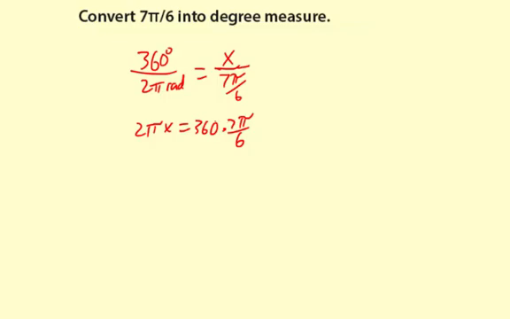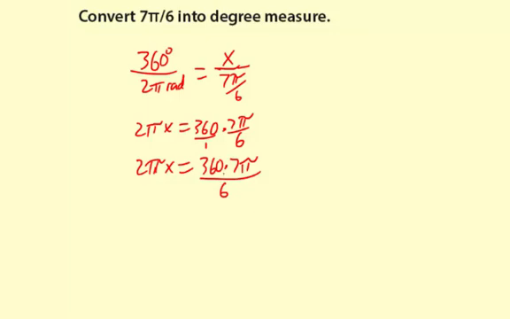So now I want to try and simplify this right side here. So I put 360 over 1. And then you can just make this all one fraction on the right. So it's going to be 2 pi x equals 360 times 7 and then pi all over 1 times 6, which is 6.